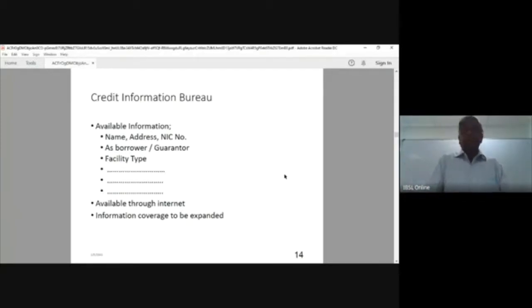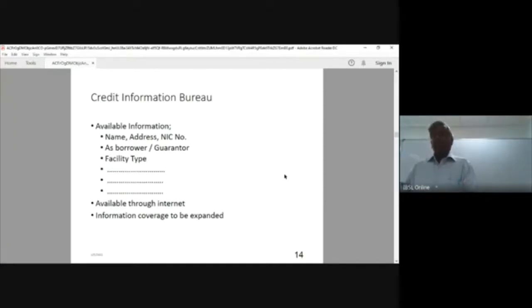Right. The available information: name, address, NIC number will be there. As a borrower and as a guarantor, what facilities has he obtained? As a borrower, as a guarantor, what are the details?